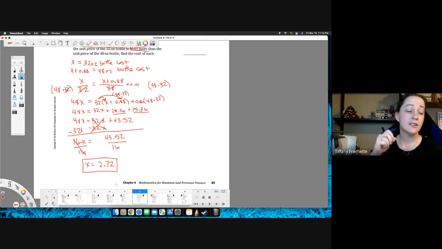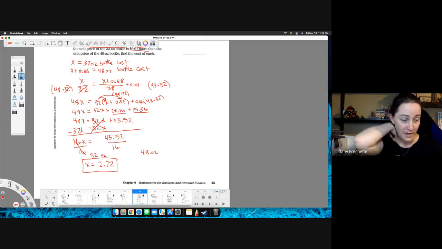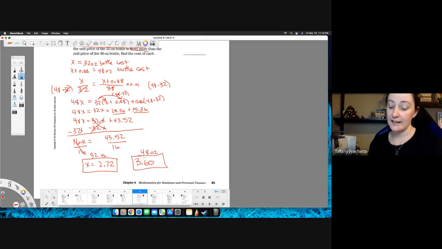Remember, they want the cost of both 32 and 48. This is just the 32-ounce. We need the 48-ounce. So if we remember, we come back up here, we just have to add 88 cents to it. So I can go 2.72 plus 0.88, because remember that's up here, it's 88 cents more. So my price is 3.60 for my 48-ounce bottle. So make sure you do both, because that's a big one, forgetting to complete the problem.